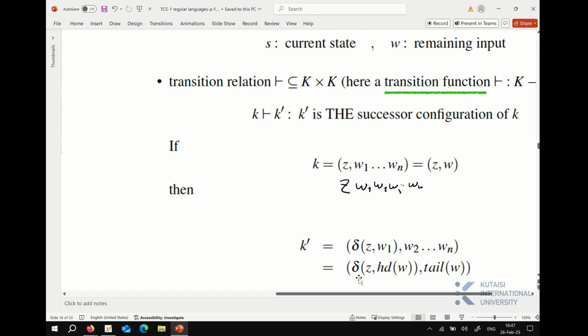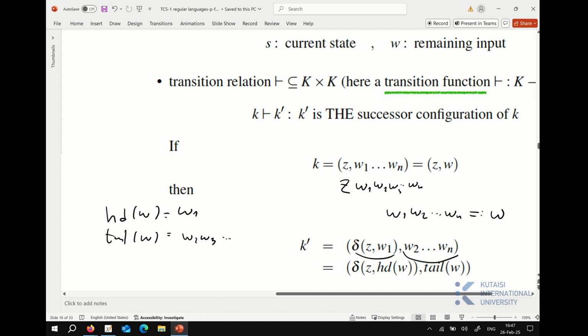In other notation, they also write W1, W2, and so on, WN. If you just write it as W, then you know this, right? Head of W is W1, and tail of W is everything else. So W2, W3, and so on. So you can write it this way. K prime is delta Z head of W, tail of W. This is just the notation for this thing and this thing. Okay.